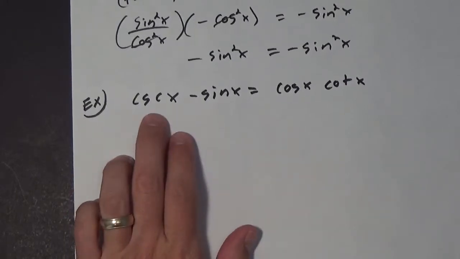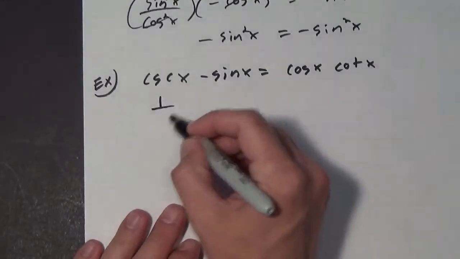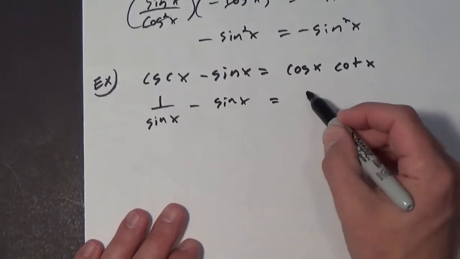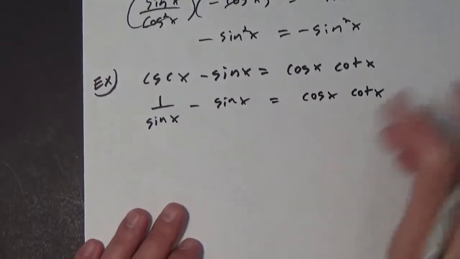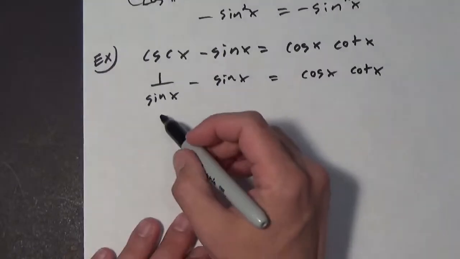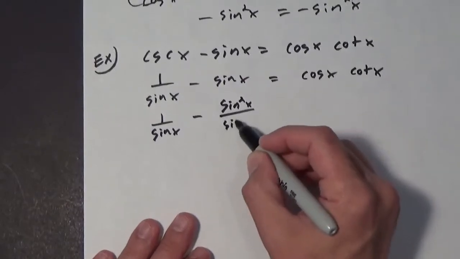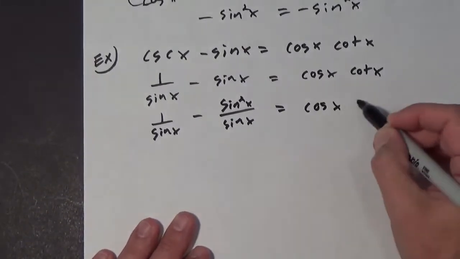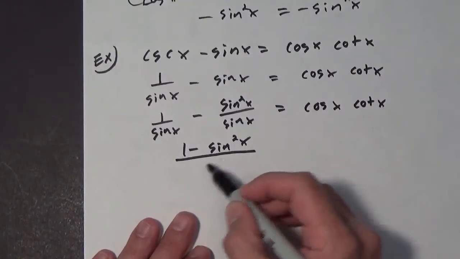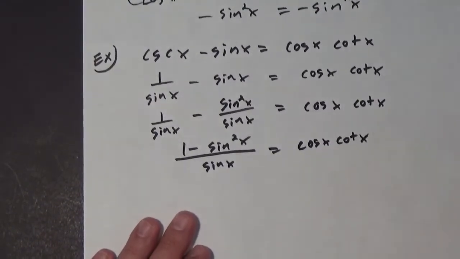And the reason I'm going to do that is because I know cosecant is 1 over sine, so I'm going to go ahead and put that in there. So I have 1 over the sine of x minus the sine of x equals the cosine of x times the cotangent of x. All right, I'm going to go ahead and combine fractions. So we have 1 over the sine of x minus the sine squared of x over the sine of x. Does that equal the cosine of x times the cotangent of x? So we get 1 minus the sine squared of x all over the sine of x. Does that equal the cosine of x, cotangent of x?